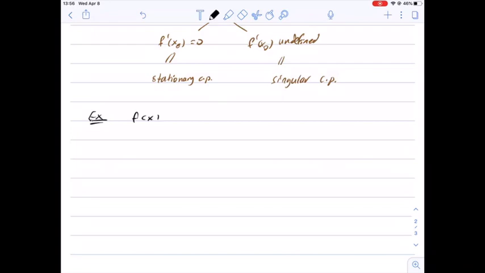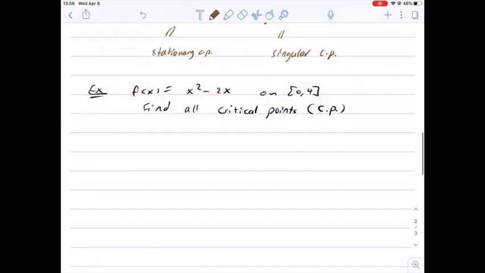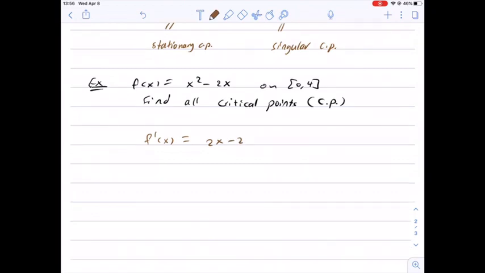Okay, now let's take some examples on how to find the critical points and intervals of increase and intervals of decrease. So if f of x is x squared minus 2x defined on the interval 0, 4, we want to find all critical points. We denote critical points as CP. So to answer this, we find the derivative of the function. The derivative is 2x minus 2.